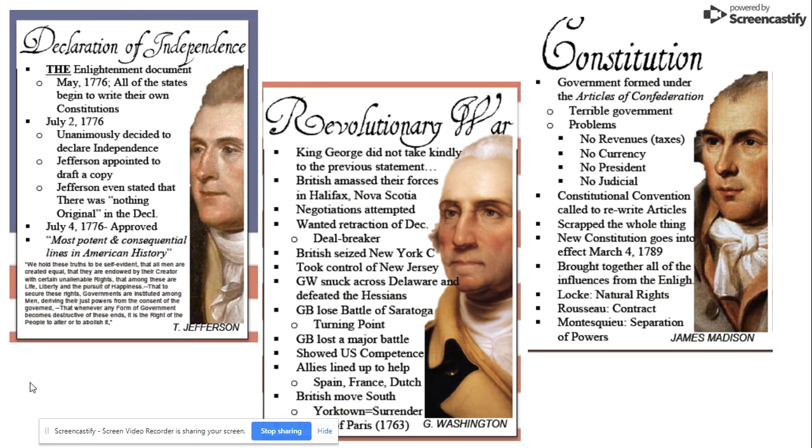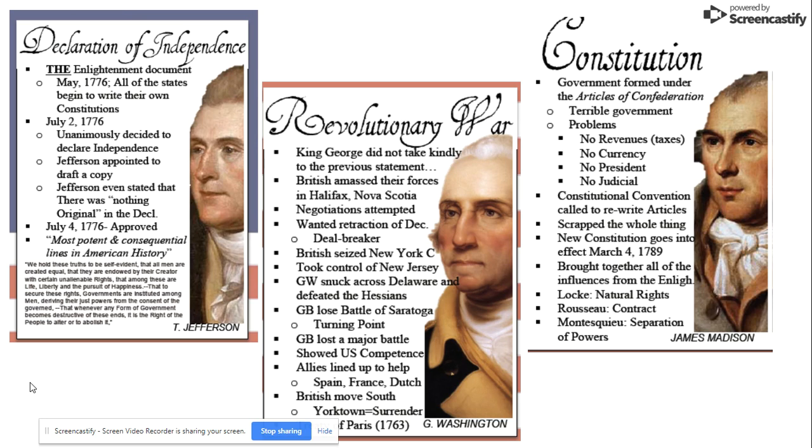Okay, so then eventually we're going to get to the Declaration of Independence. It's finally approved July 4th, 1776, written by Thomas Jefferson. So this is probably the most important document written in American history.